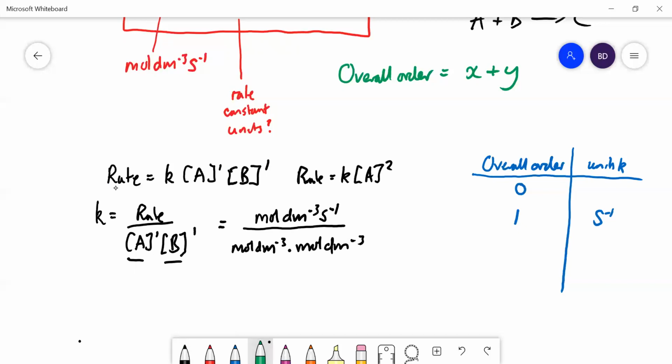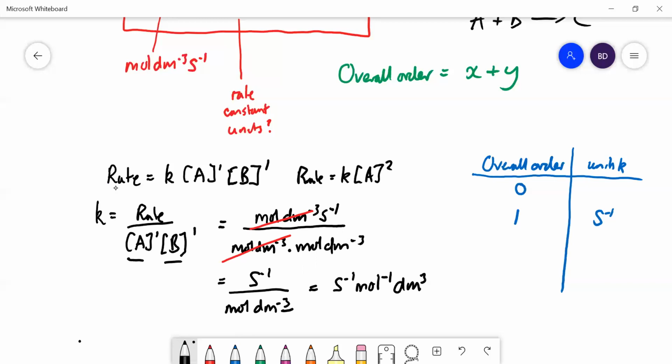What will happen there is one of those mole per decimeter cubed is going to cancel out. Seconds to the minus 1 over mole dm to the minus 3. We've got to put it all on one line, so the mole dm to the minus 3 comes up, and we change the indices there. Remember your indices rules. Second to the minus 1, that becomes mole to the minus 1, and that minus 3 is going to become a plus 3. So there, the overall order is second order, and the units are going to be seconds to the minus 1, mole to the minus 1, dm cubed.